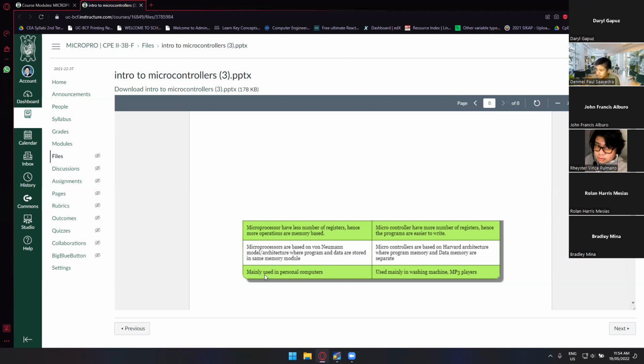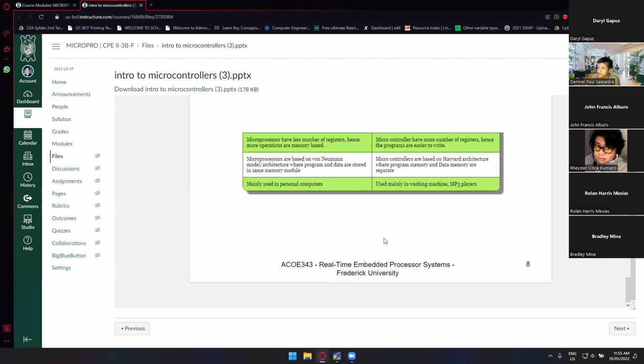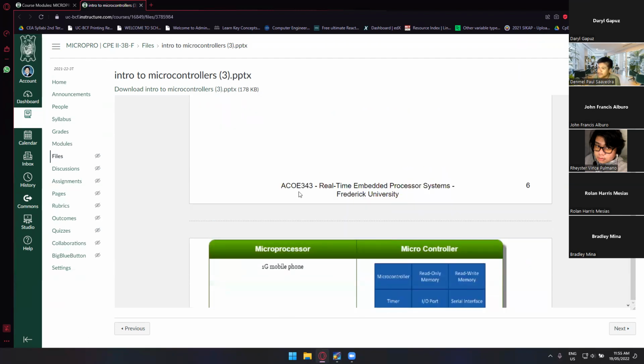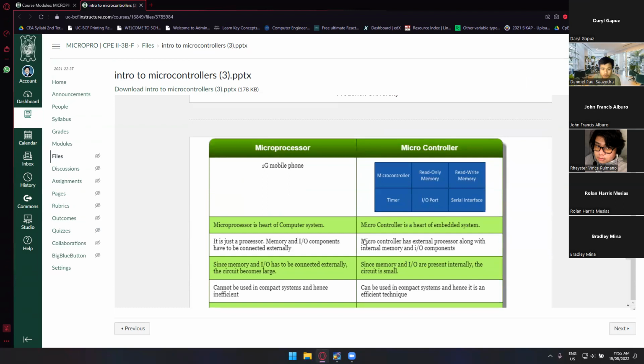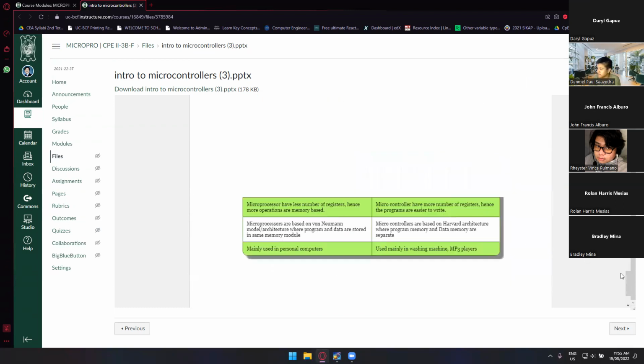The microprocessor is mainly used in personal computers, while the microcontroller is used mainly in washing machines, MP3 players, and many more. Not just those two, we have a lot more standalone devices that use a microcontroller. So that's already it for the intro to microcontroller.